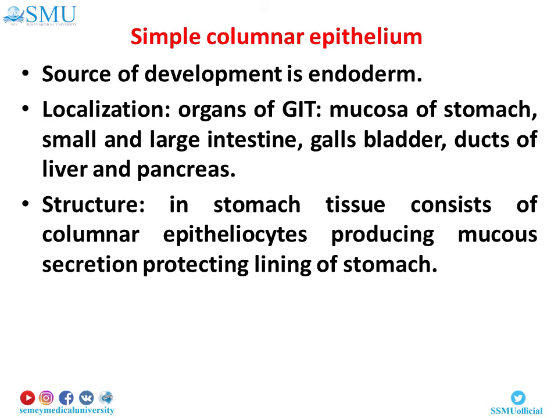Simple columnar epithelium. Source of development is endoderm. Localization, organs of gastrointestinal tract. Mucous layer of stomach, small and large intestine, gallbladder, ducts of liver and pancreas. Structure. In stomach, tissue consists of columnar epithelial cells producing mucous secretion, protecting lining of stomach.